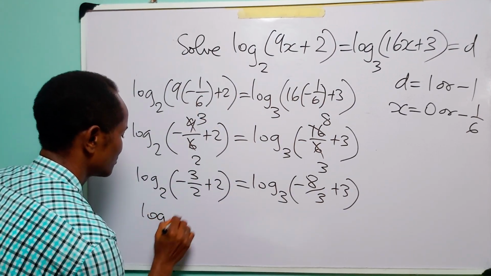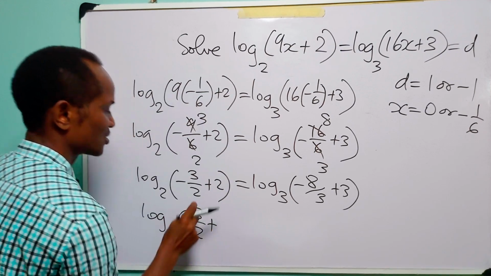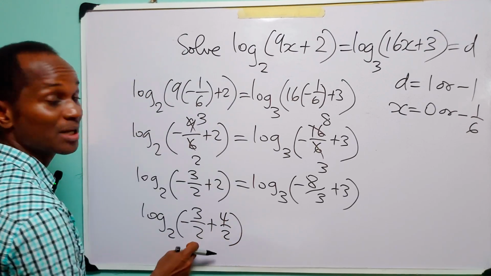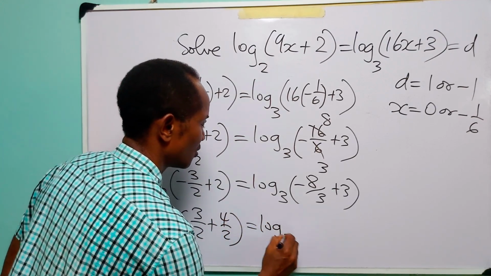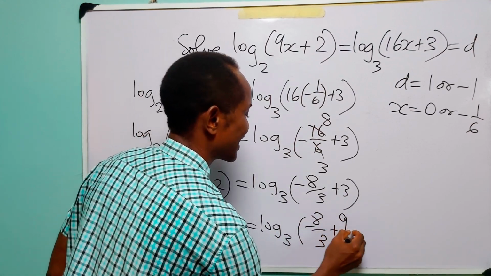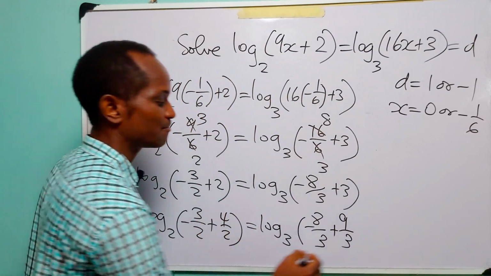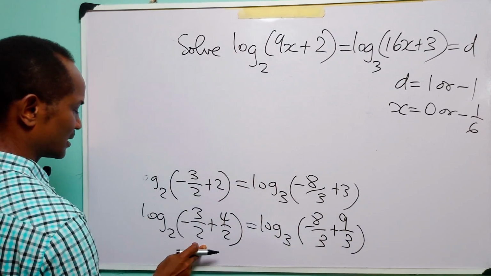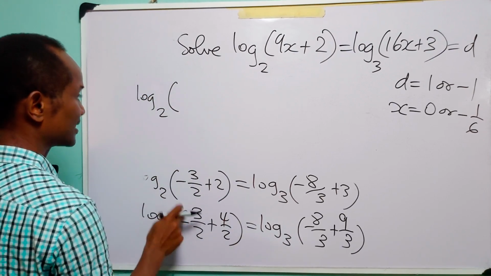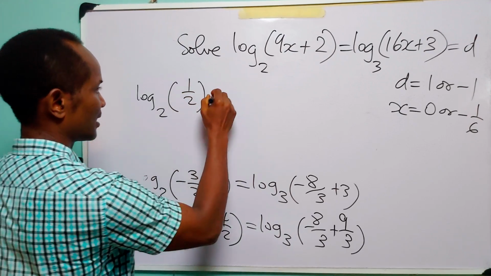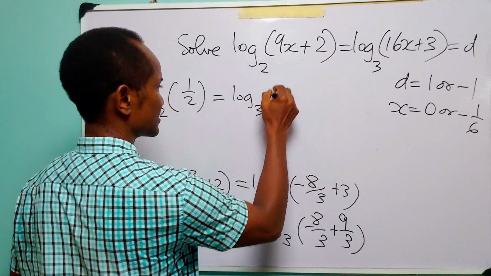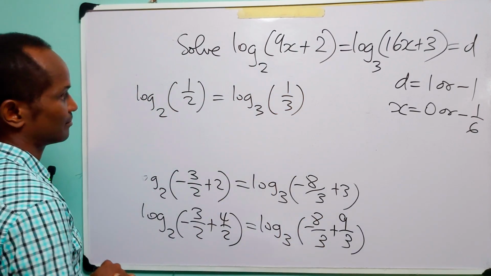Now, log to base 2 of minus 3 over 2 plus 2, we can write 2 as 4 divided by 2. Now they have the same denominator, and this is equal to log to base 3. We can write 3 as 9 over 3. Once more, now they have the same denominator. Now from here we have log to base 2 of 4 minus 3 over 2, which is half, and this is equal to log to base 3 of 9 minus 8 over 3, which is 1 over 3.